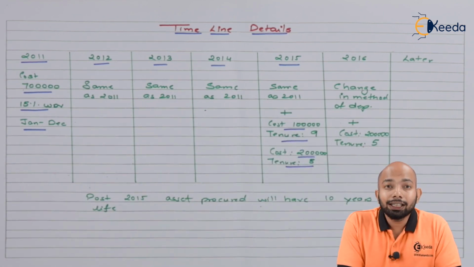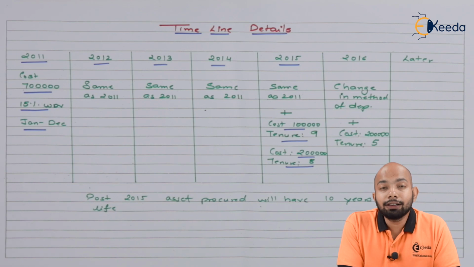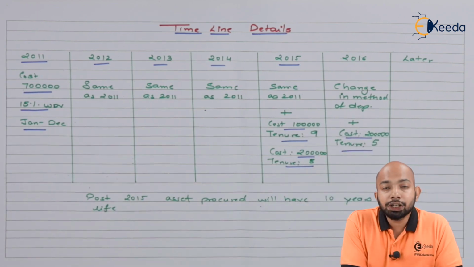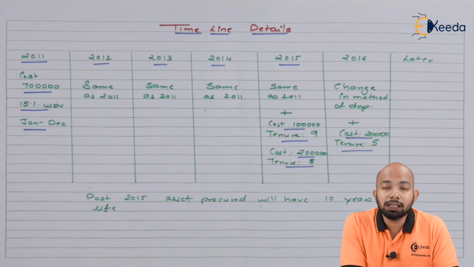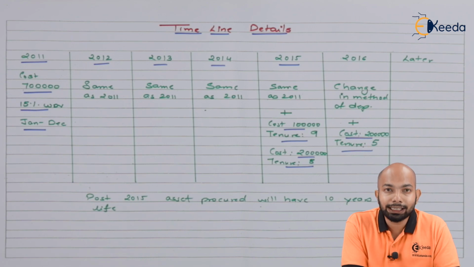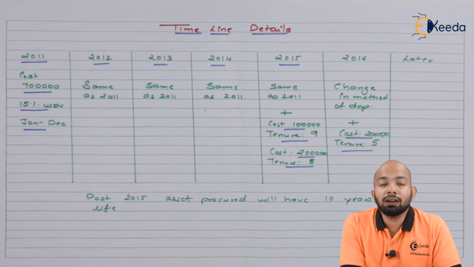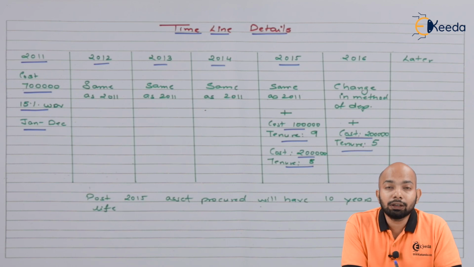Now in 2016, the change of method which was proposed in 2015 became effective, and all the assets were then changed to the straight line method, that is SLM method. Another addition to it was 2 lakh rupees of asset procured for the tenure of 5 months. That is, it was procured in the month of August, and from August to December it is 5 months, so 5 months depreciation would be provided here. That specific asset will be measured on SLM method, straight line method itself, and the others will be revised to the straight line method policy.